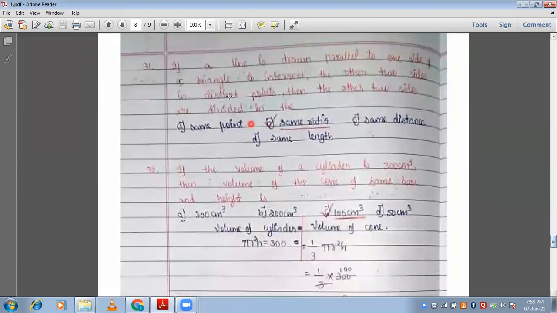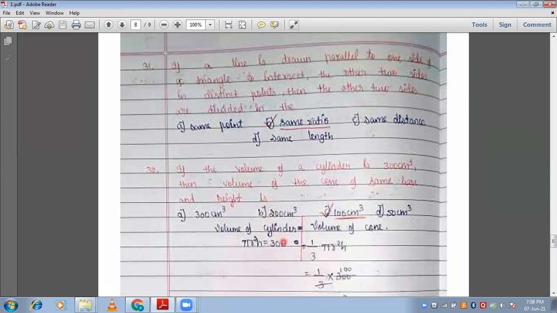31st. If a line is drawn parallel to one side of a triangle to intersect the other two sides in distinct points, then the other two sides are divided in the same ratio. This one is BPT. Next, if the volume of a cylinder is 300 cubic centimeter, then volume of the cone of same base and height is dash.